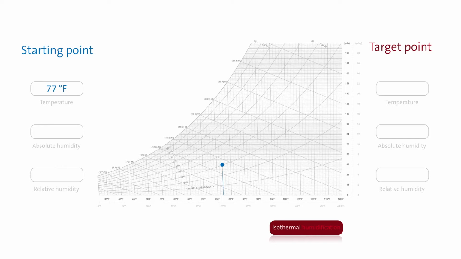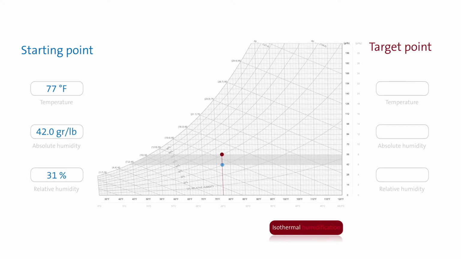Let's start again with a temperature of 77 degrees Fahrenheit, an absolute humidity of 42 grams of water per pound of air, and a relative humidity of 31%. We'll now use an isothermal method, i.e. steam humidification, to add 14 grams of water to each pound of air.